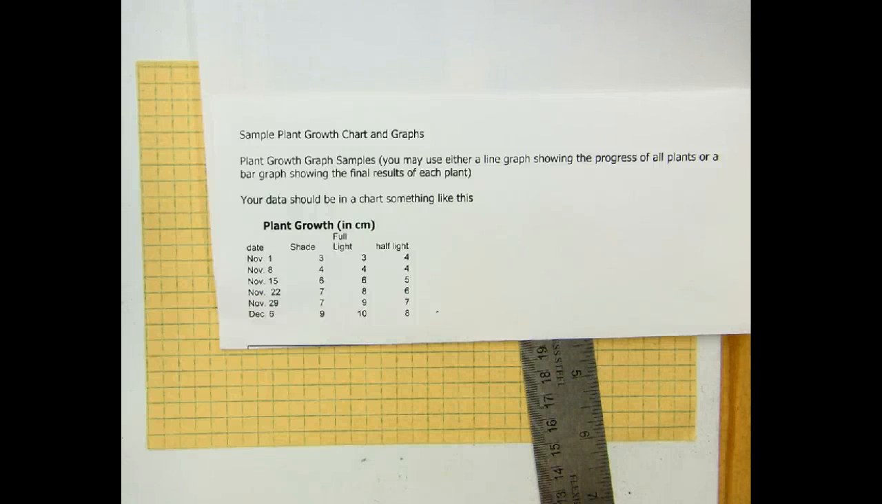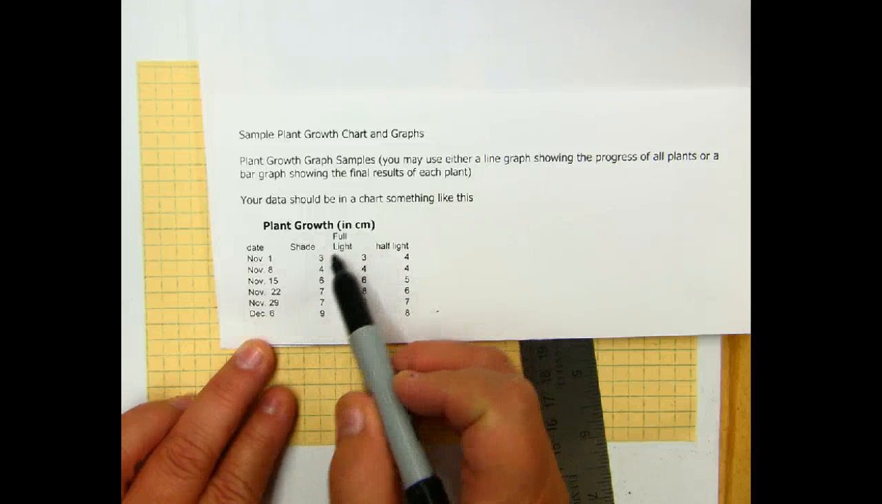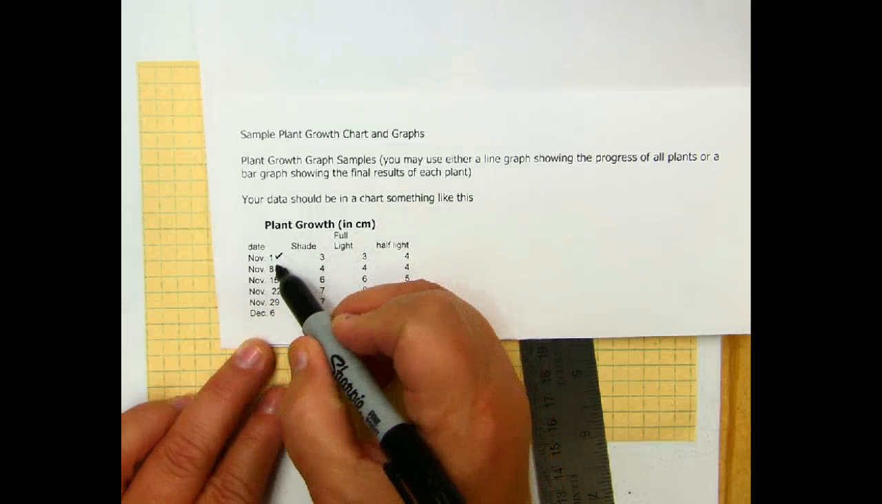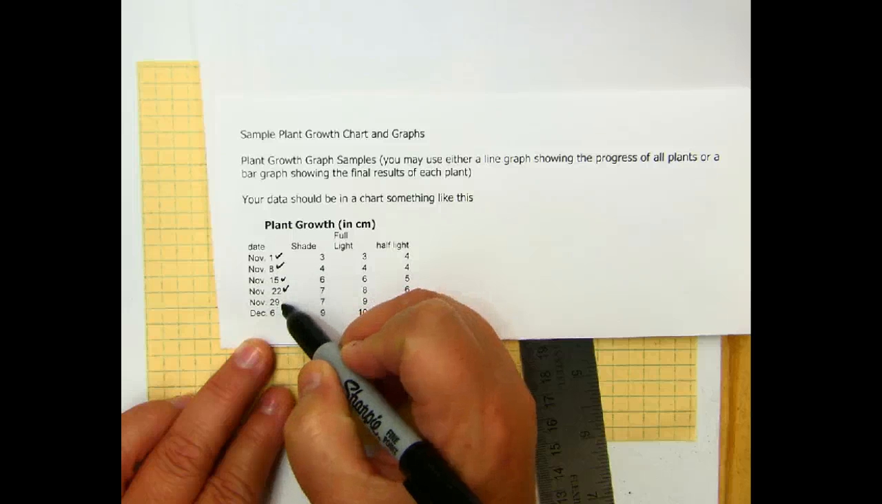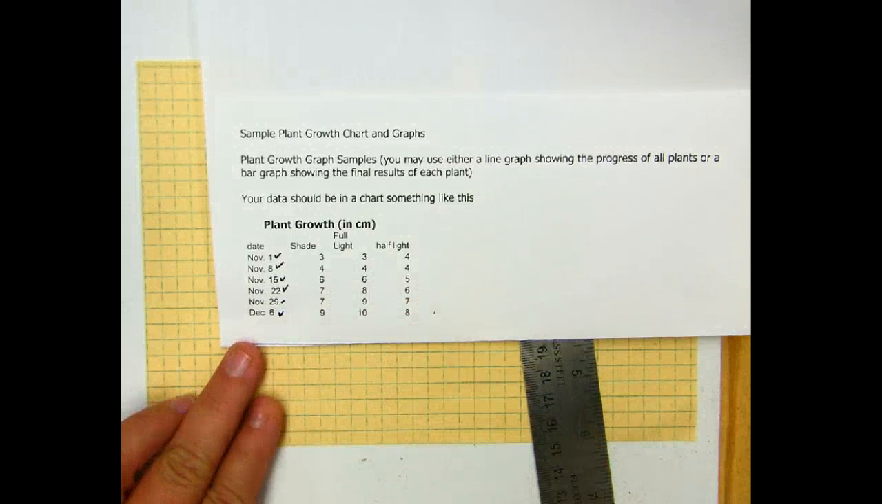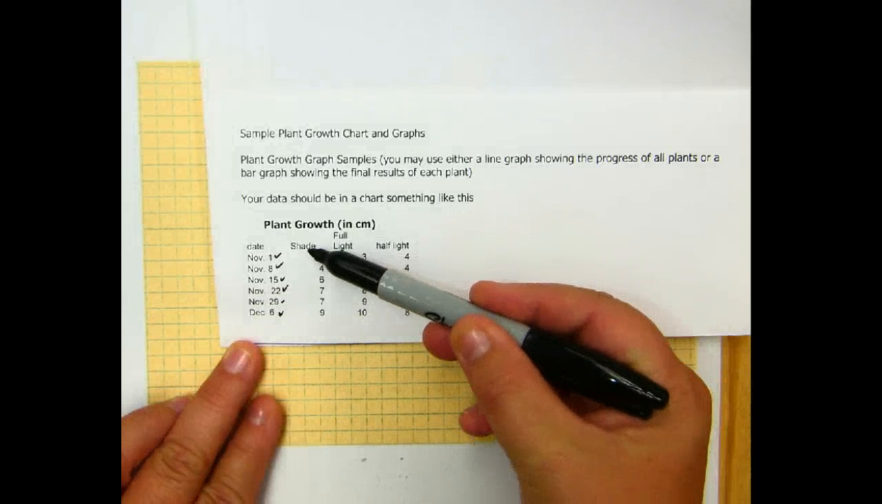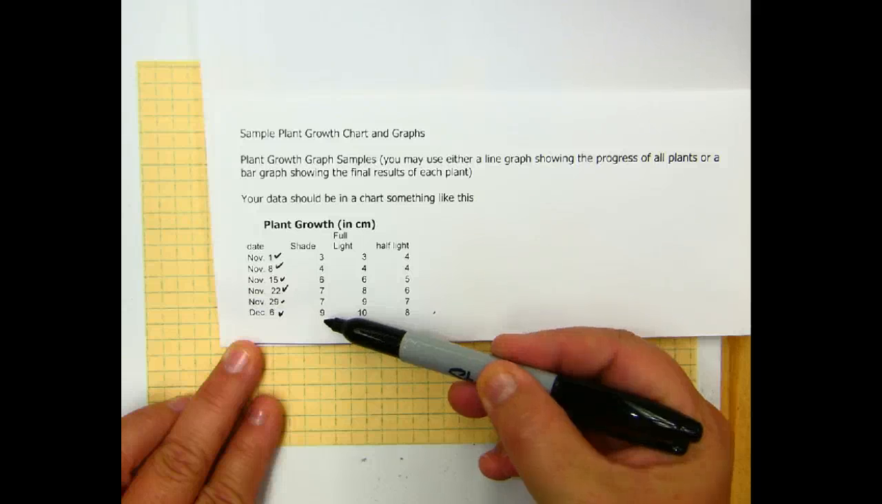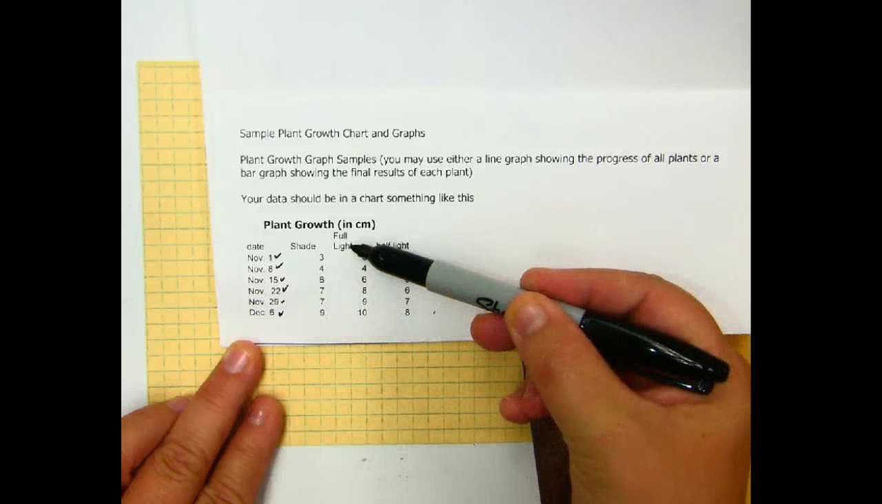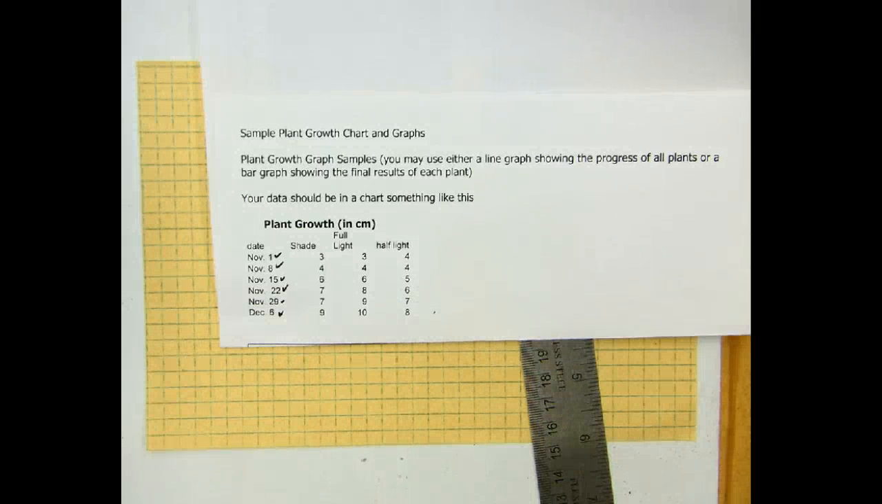I just picked this data because it'll help you guys understand how to make a graph. This data is showing plant growth in centimeters, after a week. Each week they checked the growth of the plant. And there are three different plants. There's one that was grown in the shade, and that's the growth. One that was grown in full light, that's the growth. One that's grown in half light, and that's the growth.